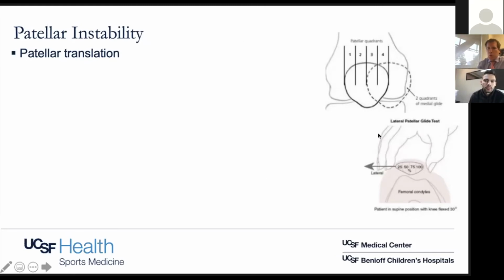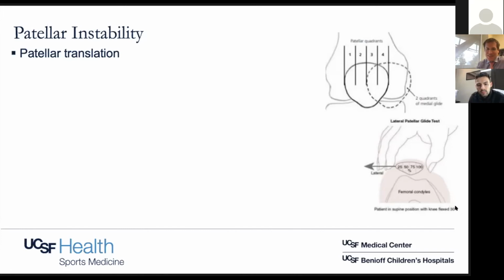When we're evaluating these patients, we'll look at patellar translation. Stephen, do you know how we do this and how we measure it? Yeah, the quadrant method. You can divide it into 4 quadrants. Usually going out 2 is normal. Anything more than that is abnormal. And what position is the knee in?